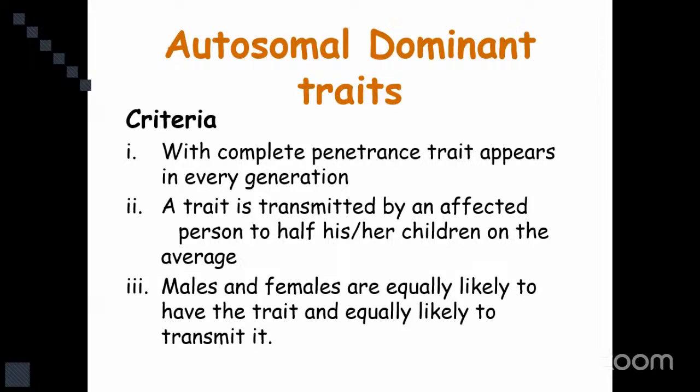But remember, these are just crossing probabilities. So it can actually be 100%. Or sometimes the person may even be lucky not to transmit that particular trait. But theoretically speaking, we know how the children are expected to be affected. Then number three, it doesn't matter whether the person is a man or a woman. Both men and women have an equal possibility of transmitting this trait to their offspring.